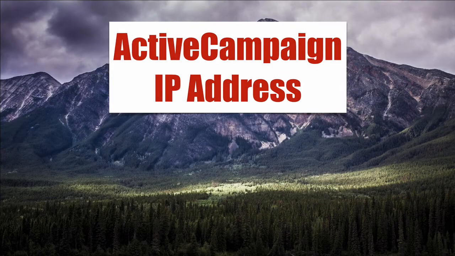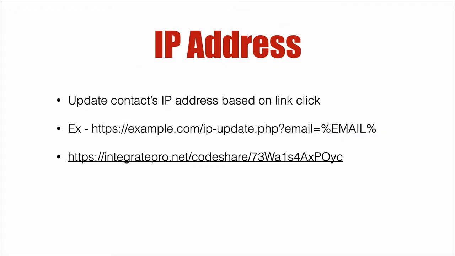ActiveCampaign IP Address. In this video, we're going to cover how you can update a contact's IP address based on a link click. For example, there's a link right there. You might have a domain called example.com. You're going to install a script called ip-update.php on your web server. And then when somebody clicks it, it's going to send information back to ActiveCampaign with that person's IP address. And the link at the very bottom is where you go to get that code.